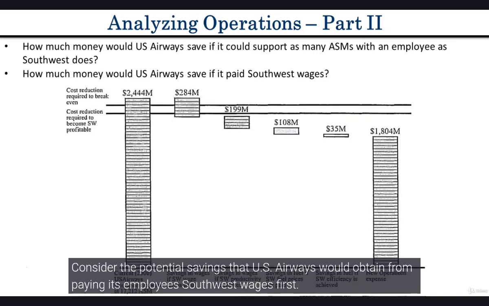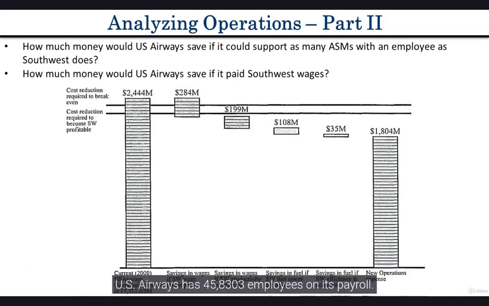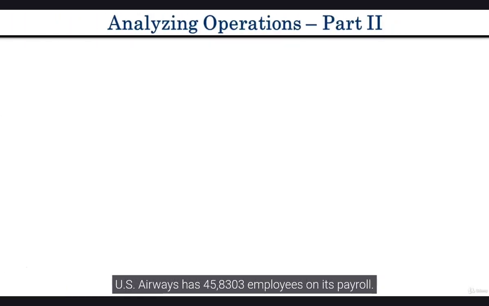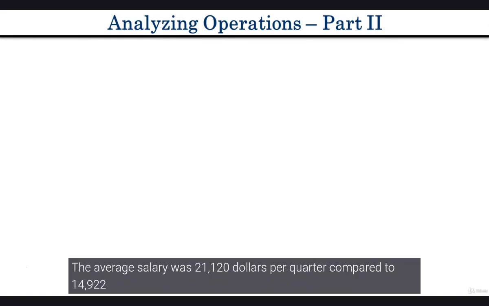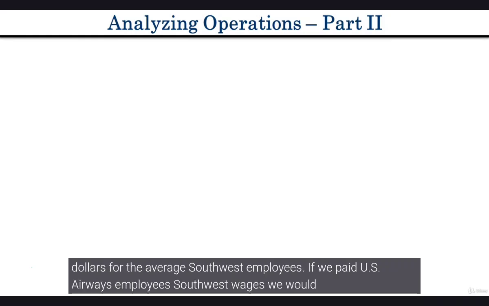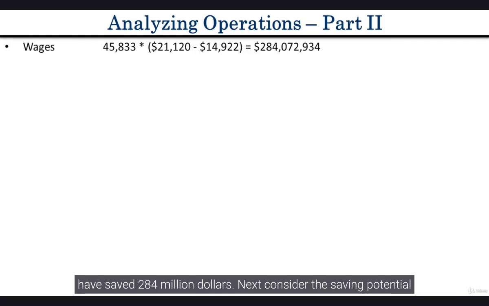Consider the potential savings that US Airways would obtain from paying its employees Southwest wages first. US Airways has 45,833 employees on its payroll. The average salary was $21,120 per quarter, compared to $14,922 for the average Southwest employee. If we paid US Airways employees Southwest wages, we would hence save $284 million.